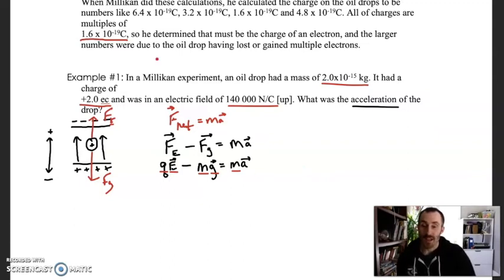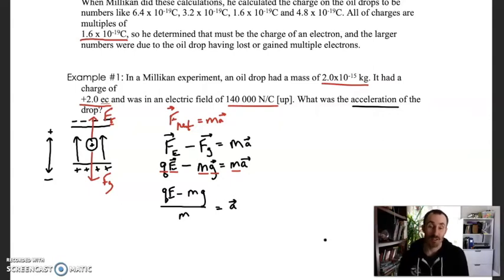If we're trying to get the acceleration by itself, I need to divide by mass. That's the only thing. So my next line is going to be Q times E minus mass times gravity, divided by mass, equals the acceleration. So I've done the algebra now, and I need to put in the numbers.